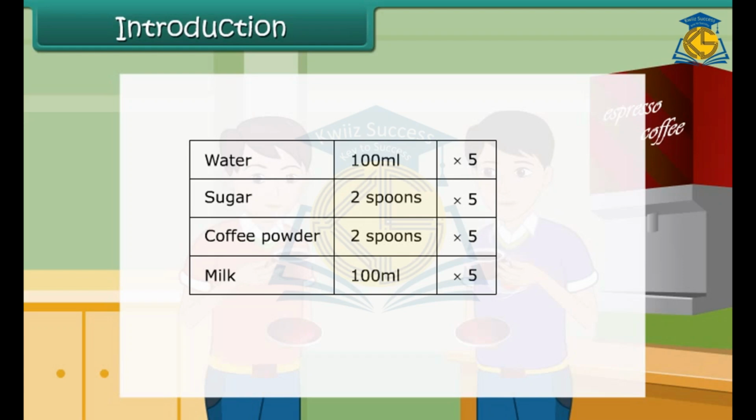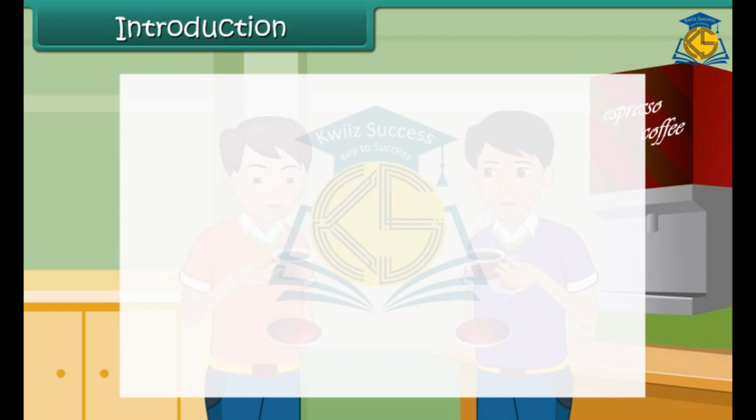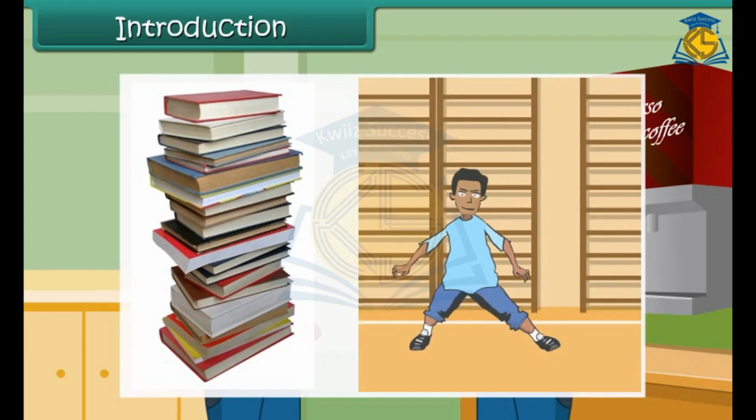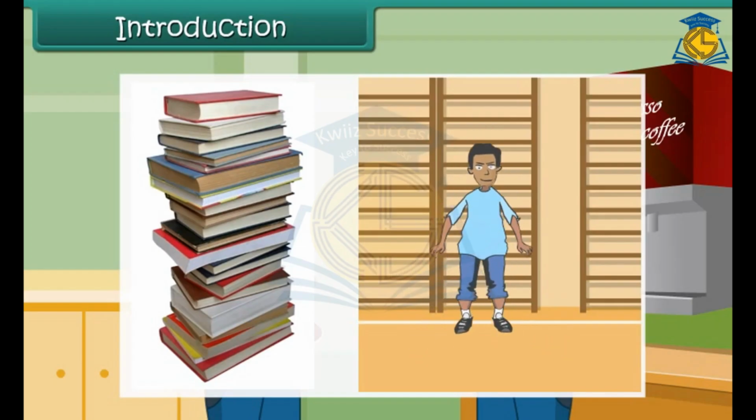In the same way, we come across similar situations where we see variation in one quantity bringing in variation in the other quantity. For example, if the number of books purchased increased, the total cost also increases. The more you exercise, the more fit you become.